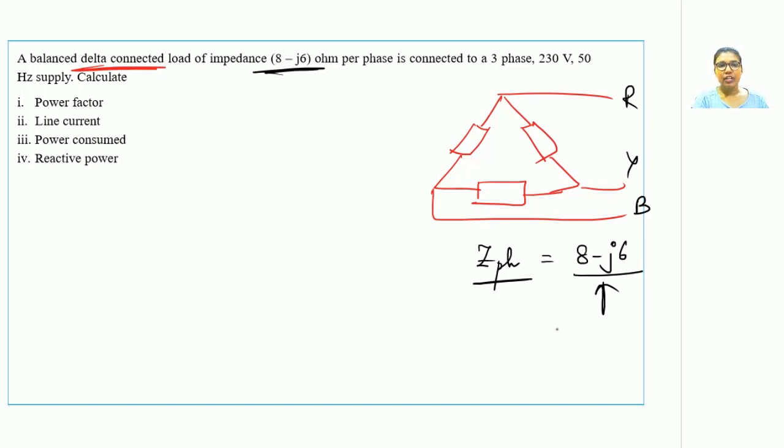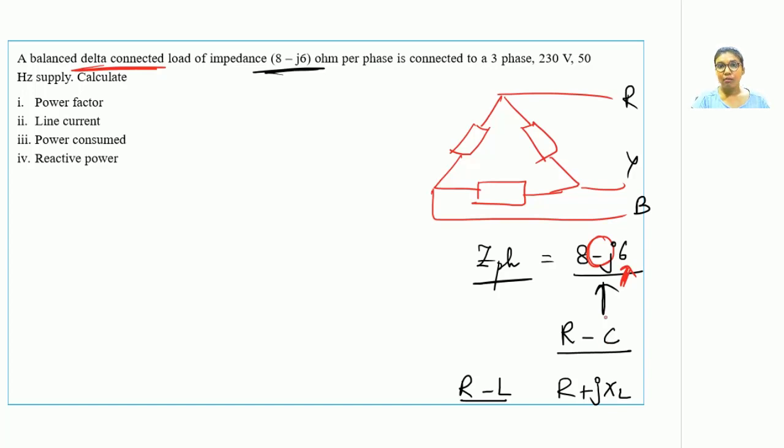We can infer that the load is a series RC. Had it been an RL load, the value of Z phase would have been R plus jXL. However, in the question, the value of the load per phase is given as R minus j times the reactance. Now, if there is a minus sign, it clearly implies that it is a capacitive reactance. So, it is an RC load.